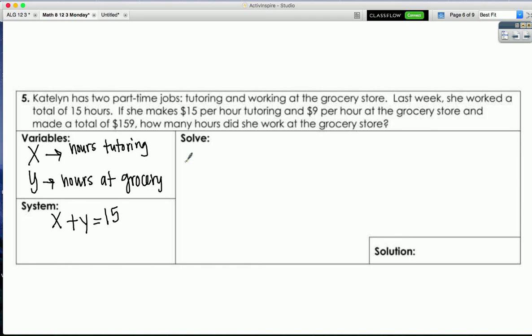Come on. So we have our second equation to write. Tafe, help me out. So if she makes 15 an hour tutoring and 9 an hour at the grocery, how will we show that? Okay, and what does that equal? So we have our 2 equations.